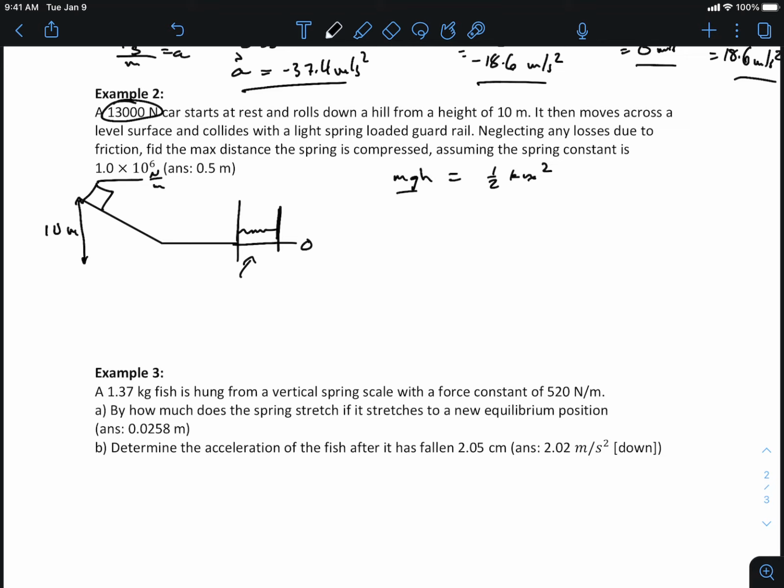So we could say mgh times 2, divided by k, is going to be equal to x squared. You could square root both sides, and then there's your answer.